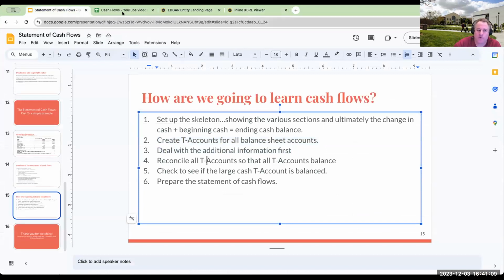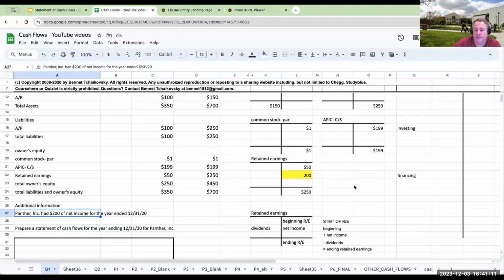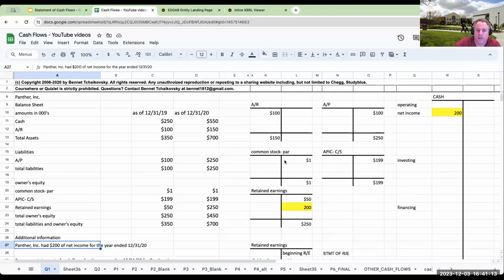Now what we're going to do is reconcile all of the T accounts so that they balance. So what I'm going to ask first is we'll do the easy ones first. Is common stock par balanced? Does 1 plus 0 equal 1? The answer is it does. For additional paid-in capital common stock, does 199 plus 0 equal 199? Correct. There's nothing we have to do here. So I don't have to do anything with these accounts.